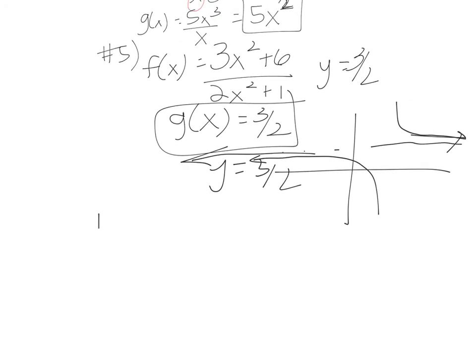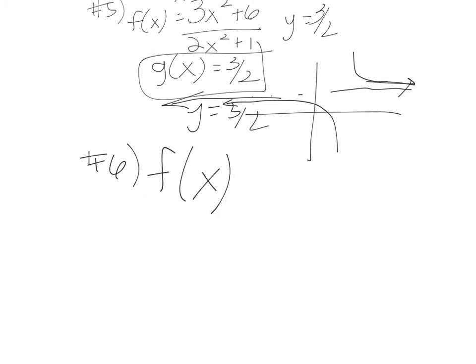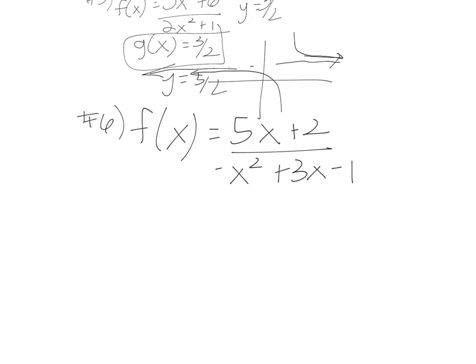All right, one more. Number 6, last one of the day. f of x is equal to 5x plus 2 over negative x squared plus 3x minus 1. Okay? So I need to find the end behavior model, and then I'm going to find the horizontal asymptote of this. All right, so my end behavior model is to take the leading term of the numerator over the leading term of the denominator.